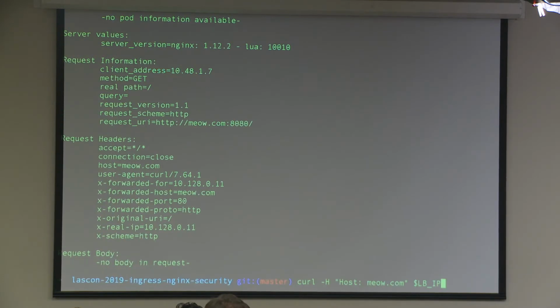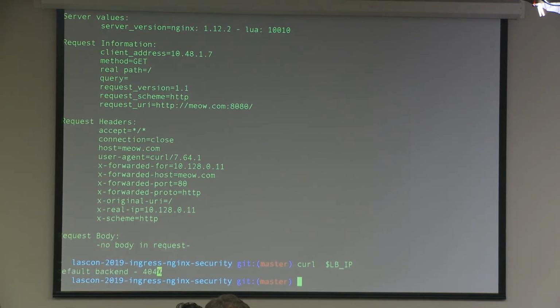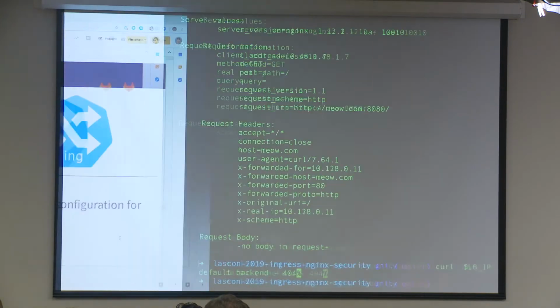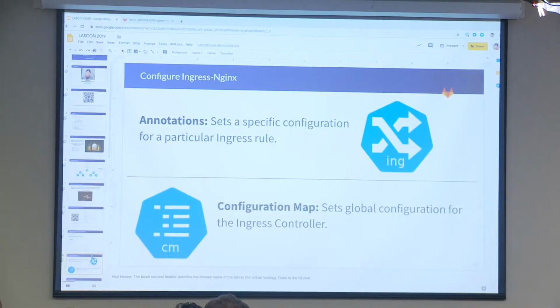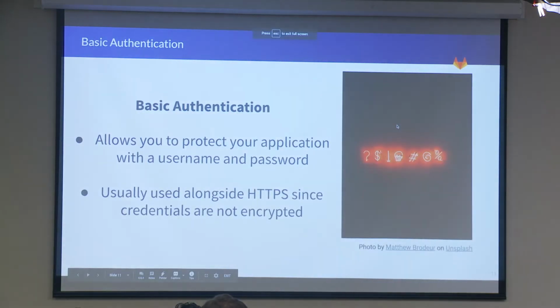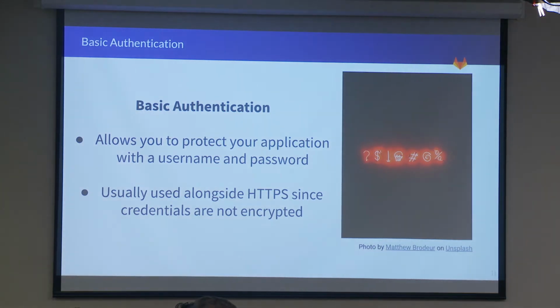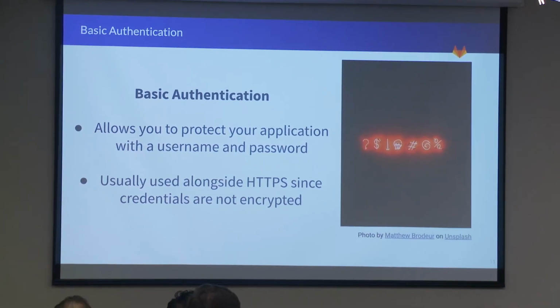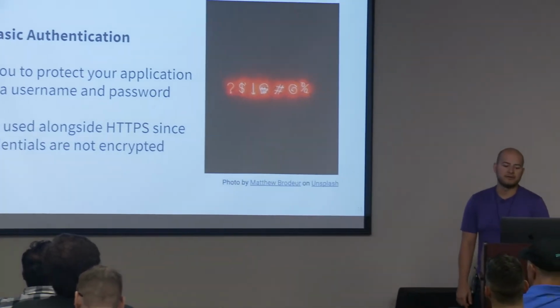If I were to just curl the load balancer IP, since there's no actual route set up for just the load balancer IP, it'll just give me a 404. So you can see there. So yeah, that's one. It's the basics. So now I'm going to go ahead and show you how to configure that same meow application with basic authentication. So basic authentication is pretty much just authenticating using a username and password via HTTP.